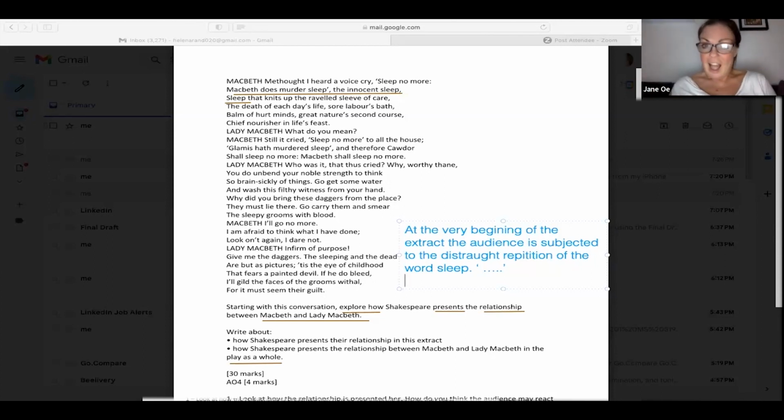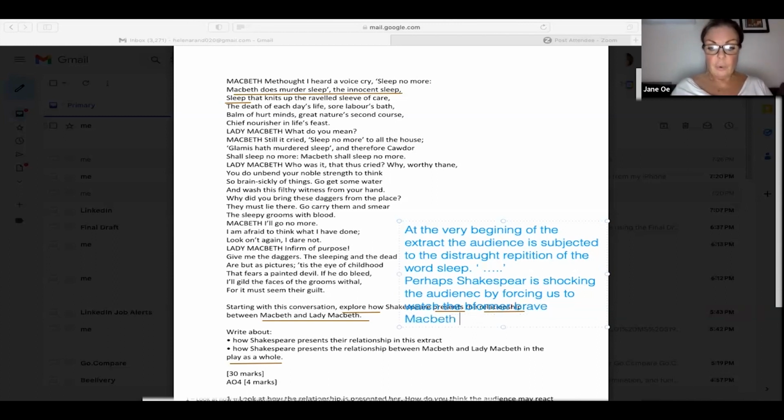So I would suggest this, or perhaps, Shakespeare is shocking the audience by forcing us to watch the brave, the former brave Macbeth quiver and worry that he will sleep no more.